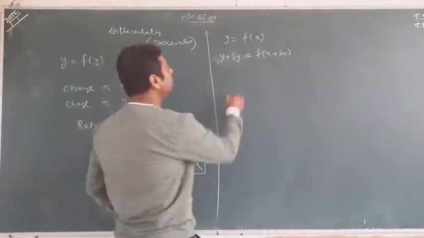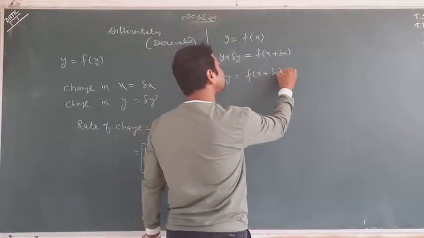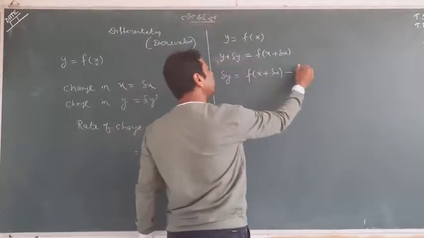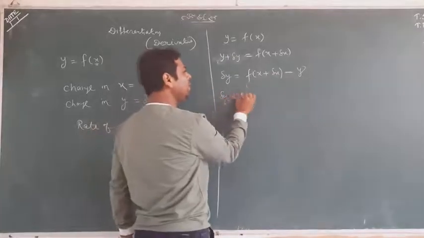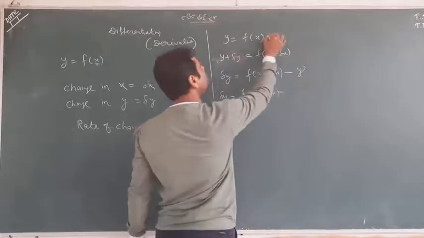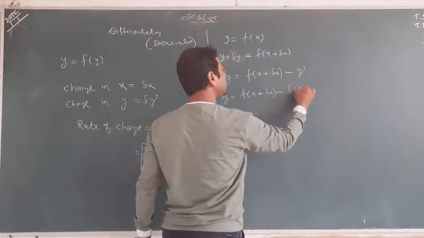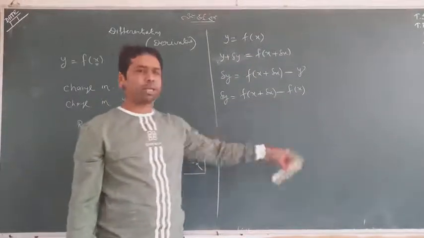Now let me say something about this. y plus del y is equal to f of x plus del x. I transfer y to that side, and this is y. Then del y is equal to f of x plus del x minus y, and I put f of x, since y is equal to f of x. So del y we got is f of x plus del x minus f of x.